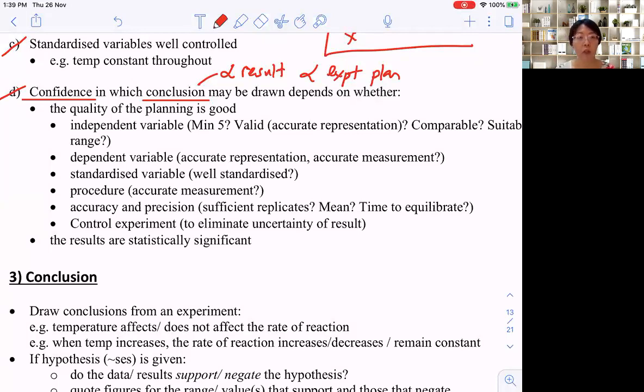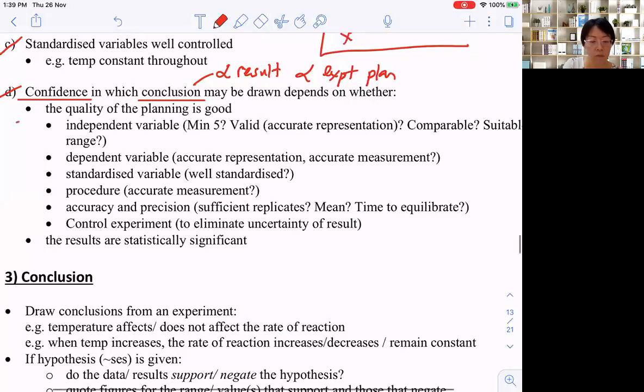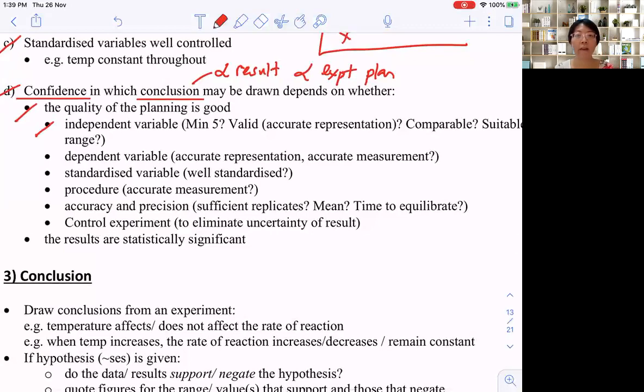So what must you look at when you want to know whether you are confident with your conclusion or not? First, you must look at the quality of the planning. Is it good or not? Go through every item in your experimental plan. So for the independent variable, do I have a minimum of 5 values? And does the independent variable that I have selected accurately represent what I want to test or not?